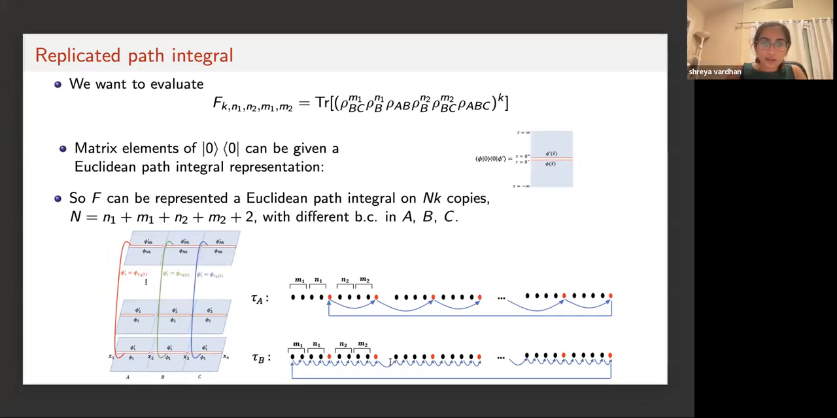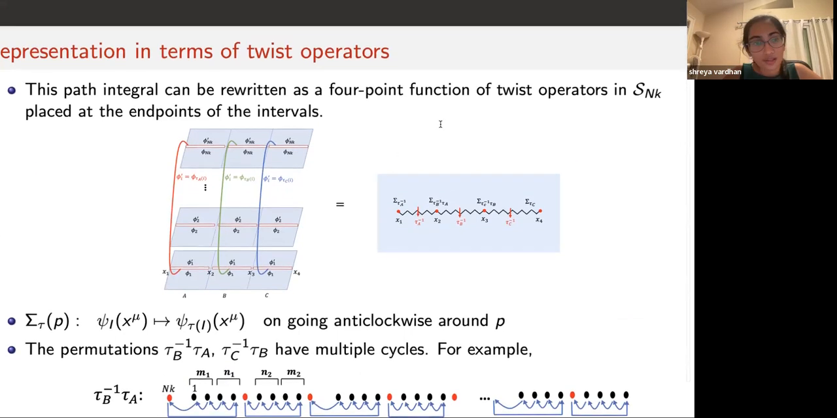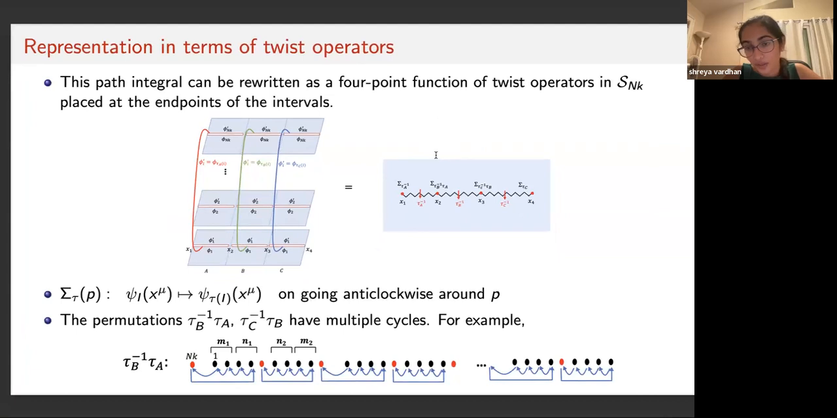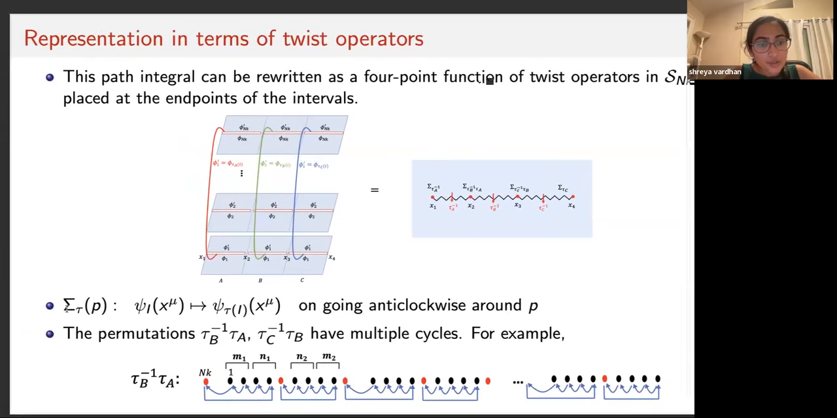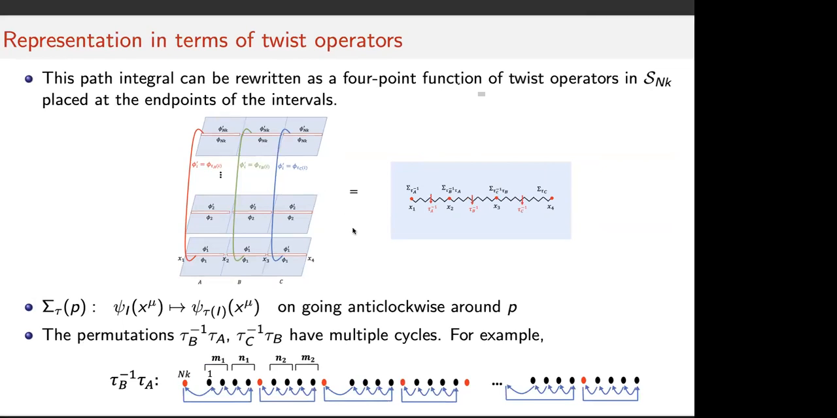Okay, so what do we do with this expression? It looks very complicated. The first thing that we should do is rewrite this as a 4-point function of some twist operators on nk copies of the theory. Okay, so a twist operator associated with some permutation tau in the symmetric group is defined by the fact that if this is inserted at the point P, then if you take the fields around the point P, you're sent from the copy i to the copy tau of i on going anti-clockwise. Okay. And it's possible to see that... How do you get the symmetric group?